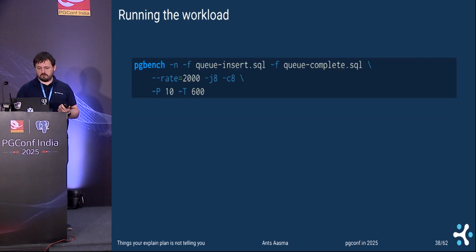So let's run this workload. We use pgbench to run it. pgbench can take SQL scripts. So with -f, you can give it your custom scripts, and then you can tell it, let's run this at 2,000 transactions per second, using 8 connections, and we want to see your progress every 10 seconds, and run it for 10 minutes.